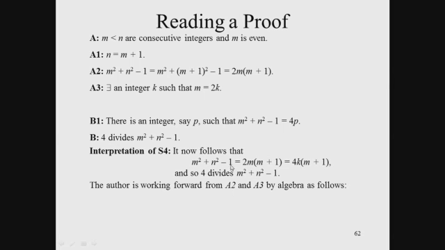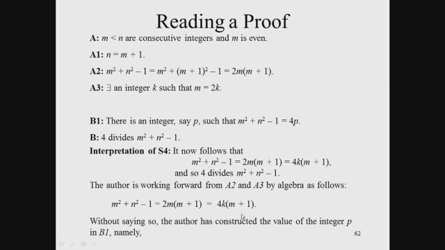m squared plus n squared, let's do it together. m squared plus n squared minus 1 is equal to 2m times m plus 1. Where did that come from? A2. And now the author does this. m is equal to 2k, so put in 2k right there, and what do you get? 4k times m plus 1. And now you can see what the construction of p is. k times m plus 1. There's the construction method. The author just didn't say it.